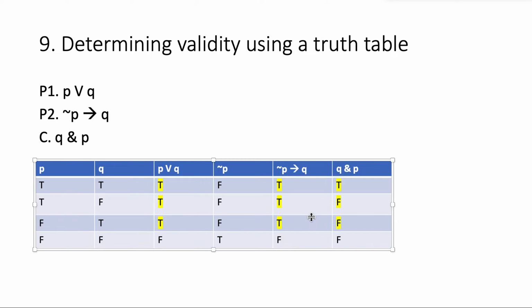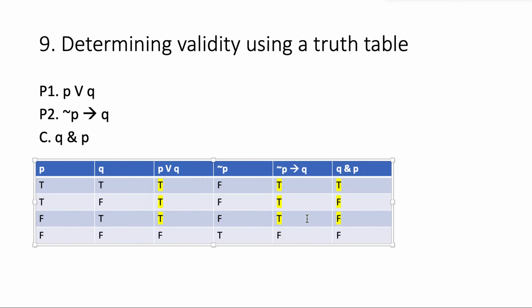And so once I have gotten that, I say to myself, okay, let's look at all of the rows at which all of the premises are true. Okay, so row 1 is one instance where both of my premises are true, and then I look there to see whether the conclusion is true. So here I have a row at which premise 1 is true, premise 2 is true, and the conclusion is true. Okay, so that's good. What about though row 2 and row 3?